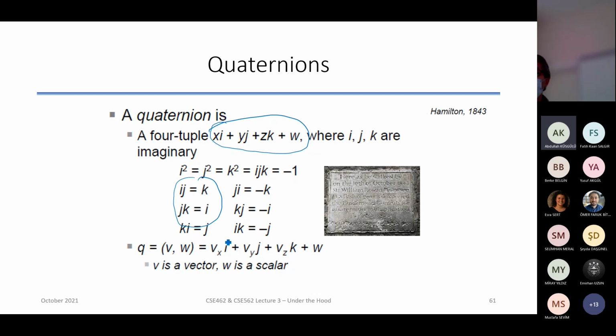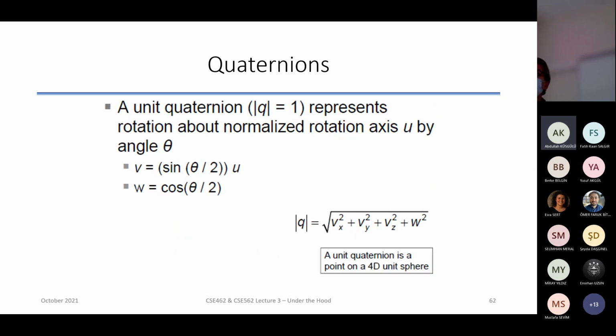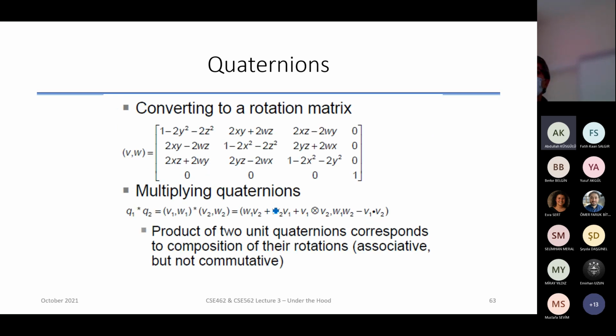And then your quaternion is just v, a vector, and w, a scalar. And this is your representation. This thing has some interesting properties. If you have a unit quaternion, where the length of q is 1, it represents a normalized rotation around the u-axis by theta angle, and so forth. And then you can convert the quaternion to a rotation matrix using this type of formula.